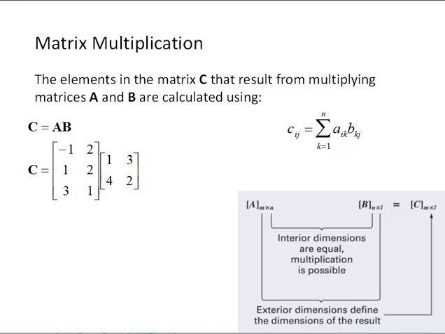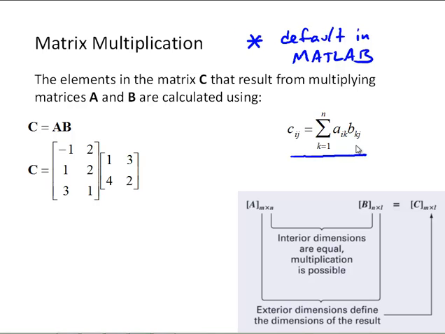Matrix multiplication has a special definition. This is the default in MATLAB, and why we have been needing the period before the multiplication operator to do something different. The elements in a matrix C that results from multiplying matrices A and B are calculated as follows. And here is a calculation in summation notation, but I think it's easiest just to walk through an example.